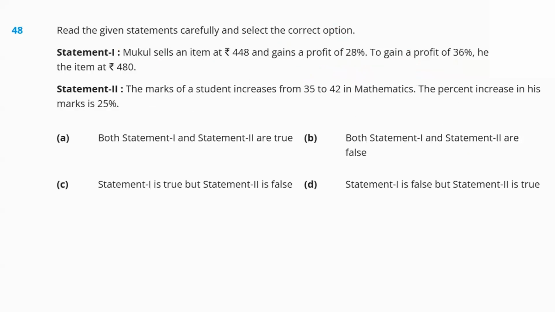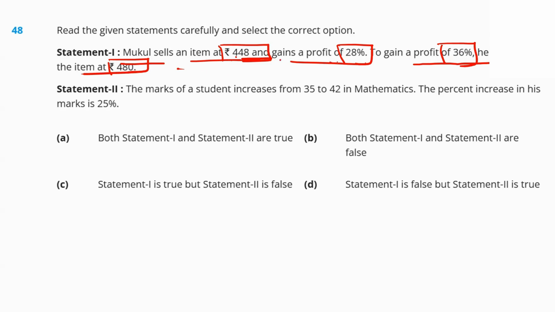Question number 48. There are two statements given. Again, you have to find out which of them is true and which of them is incorrect or false. Statement 1. Mukul sells an item for 448 and gains 28%. To gain 36%, he should sell the item for 480. If he is selling the item at 448, is he gaining 28% profit?